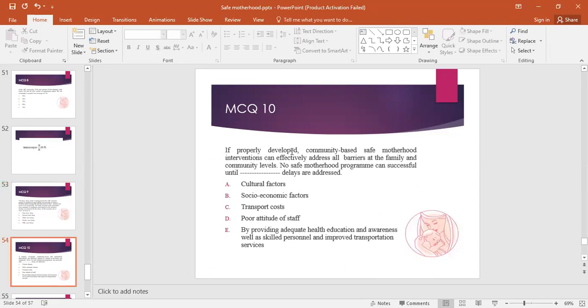If properly developed, community-based safe motherhood intervention can effectively address all barriers at the family and community level. No safe motherhood program can be successful until delays are addressed. Cultural factor, socio-economic factor, transport cost, poor attitude of staff. By providing adequate health education and awareness, as well as skilled personnel and improved transportation services. E is the right answer.